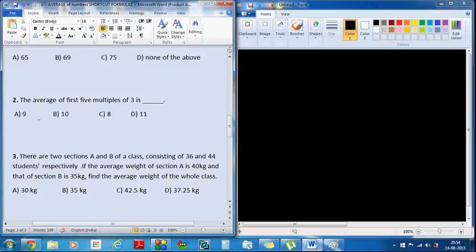Now question number 2. The average of the first 5 multiples of 3 is dash. So first we have to know what the first 5 multiples of 3 are. First 5 multiples means 3 into 1, 3 into 2, 3 into 3, 3 into 4, and 3 into 5.